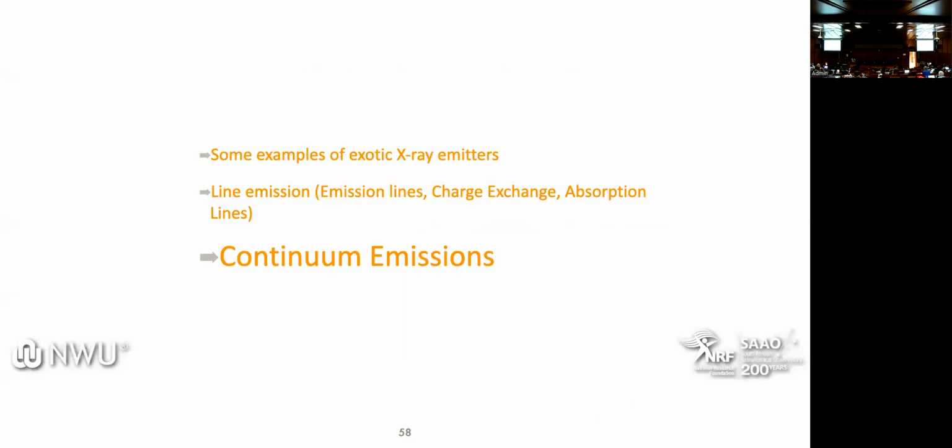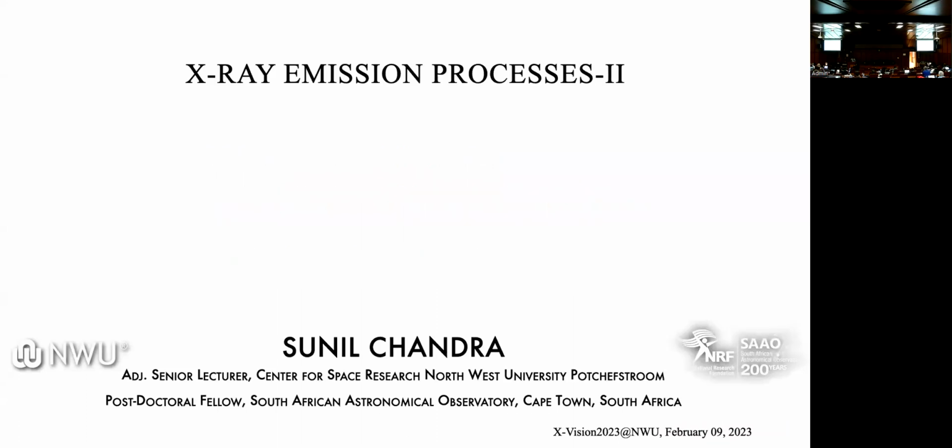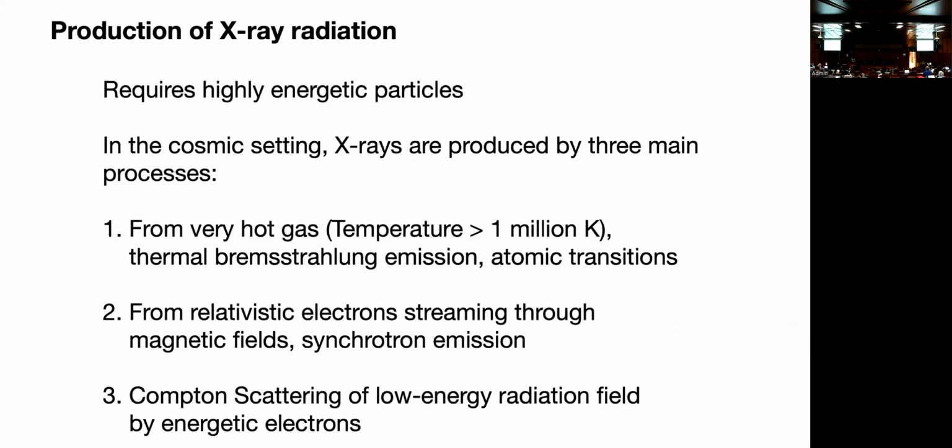Switching to part 2, continuum emission. Generally, X-rays in continuum emission are produced by very hot gases, millions of Kelvin. Apart from photoionized or collisionally ionized plasma, you may have thermal Bremsstrahlung emission or black body radiation, which fall in X-rays.